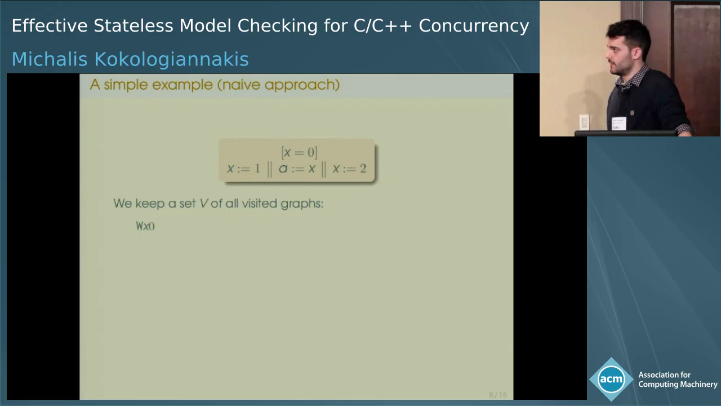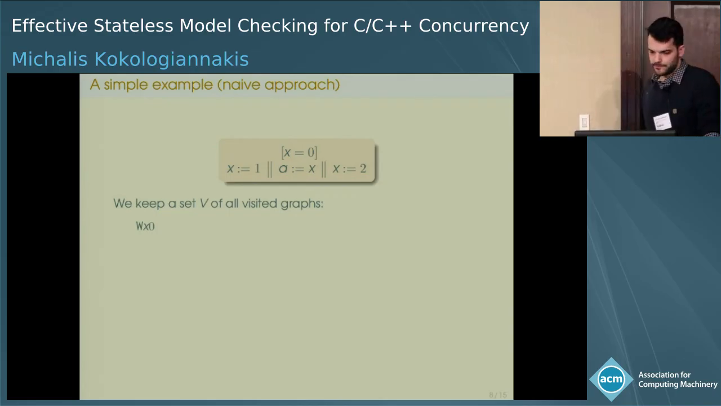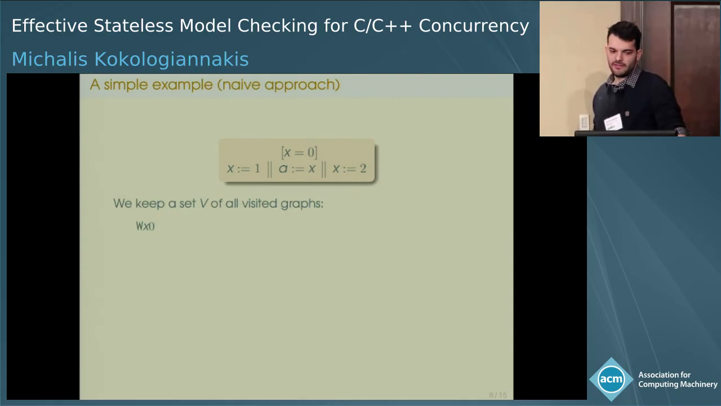The first thread writes to X, the second reads, and the third again writes. So we keep a set V, which contains all the execution graphs that we've already visited. Initially, this set V contains only one graph. It's the one that has only one event for now, and it's just the initializer event or events.